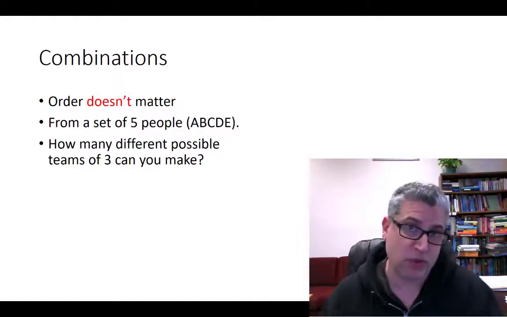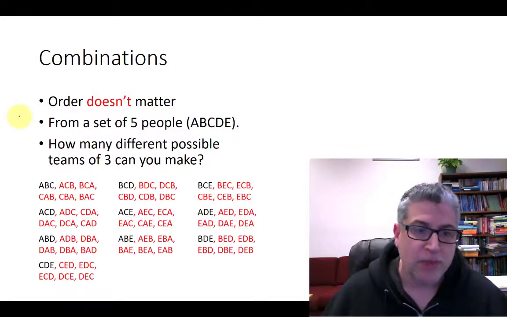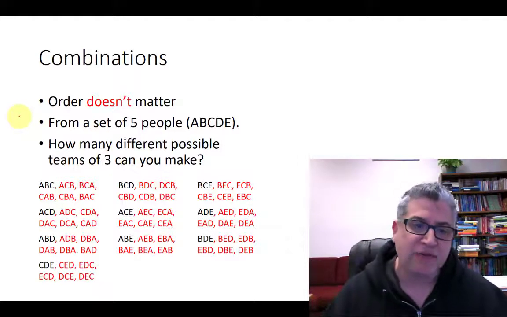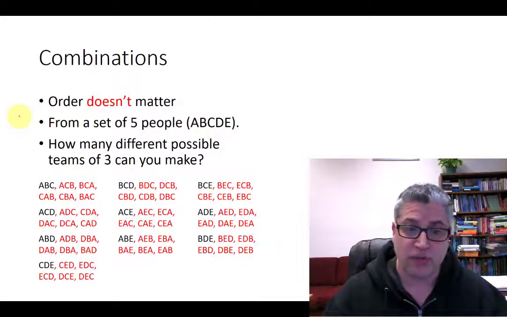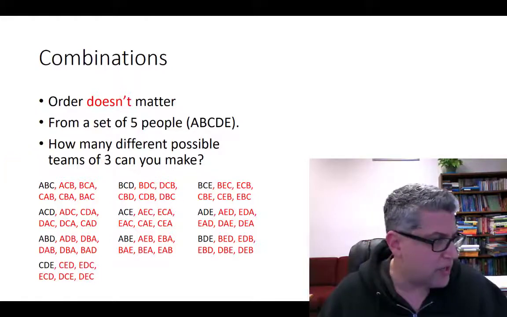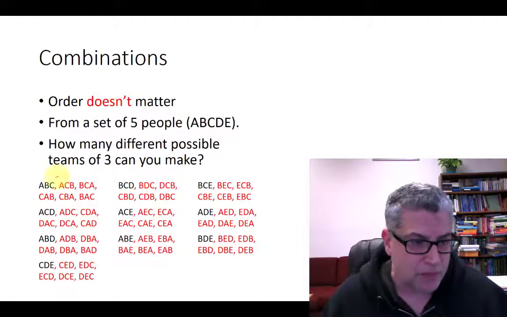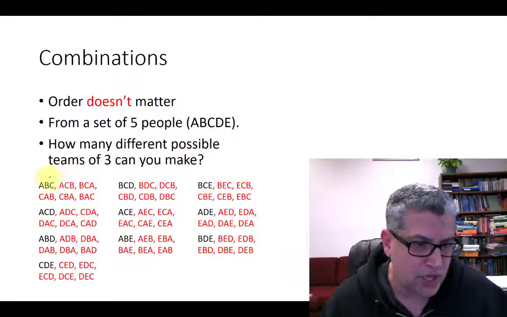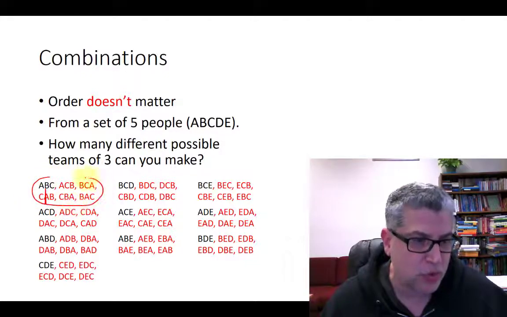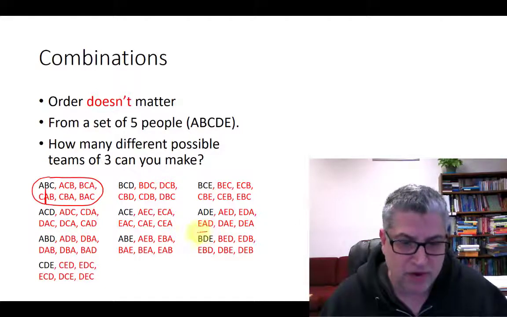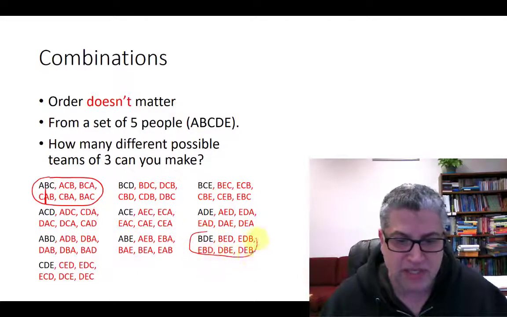So 5 permute 3. So here's a total listing of all of the different permutations, and I've kind of grouped them here for a reason. If you check out over here with the top left item, you'll see that all of these are different permutations of the same 3 terms. Likewise, for example, all of these are variations on B, D, E.